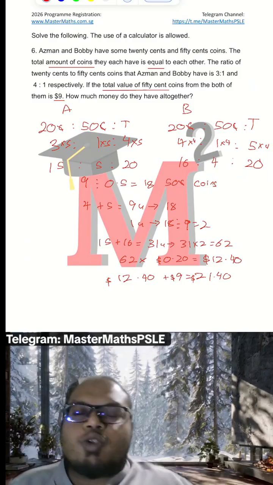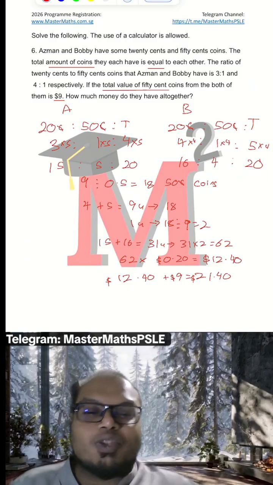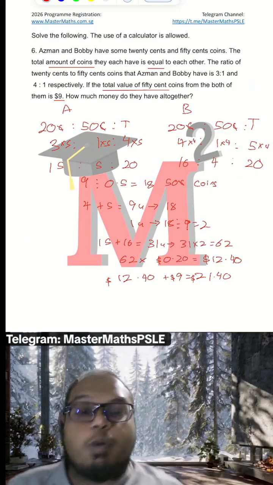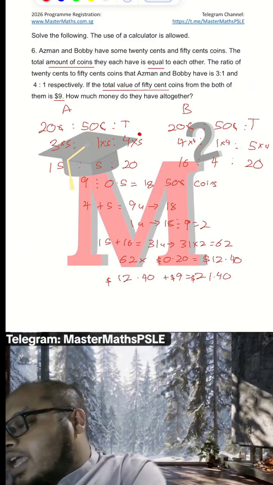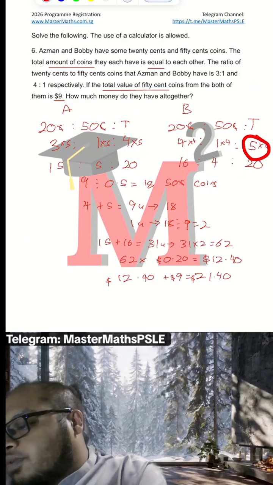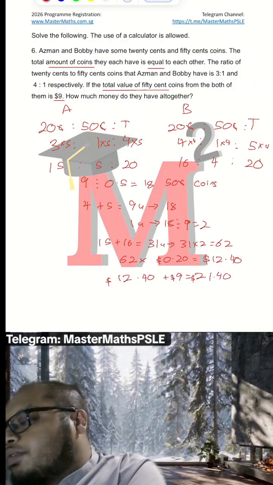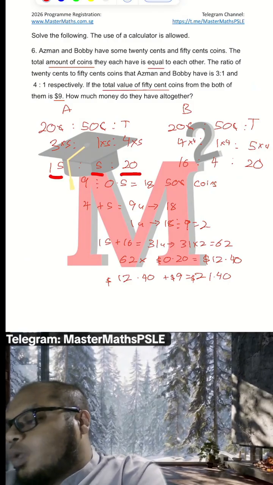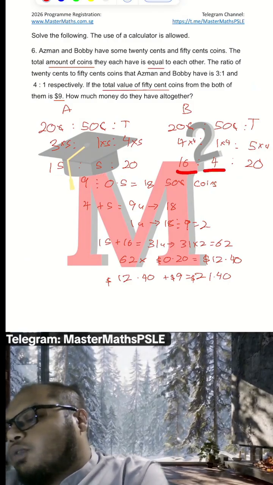Now I need to make the 4 and the 5 the same. Okay, not that the total remains the same, but the totals are the same: total of Azman and total of Bobby. So that's why I times 5 and times 4. And with that, I got 15 is to 5 is to 20, and 16 is to 4 is to 20.